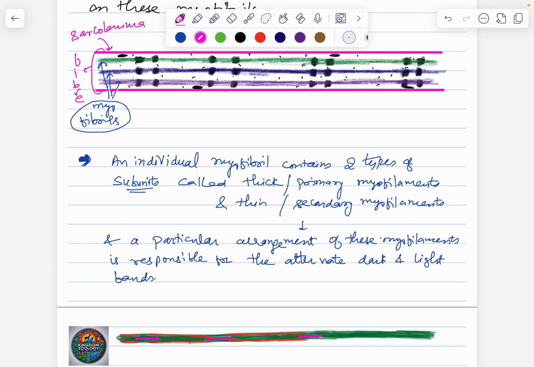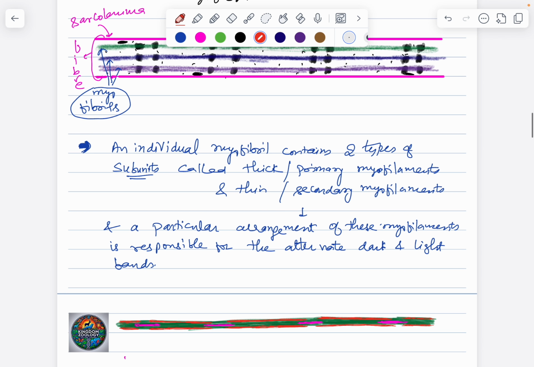So that's another thick or the primary myofilament. Here's one more thin myofilament. And that's another thick filament over here.